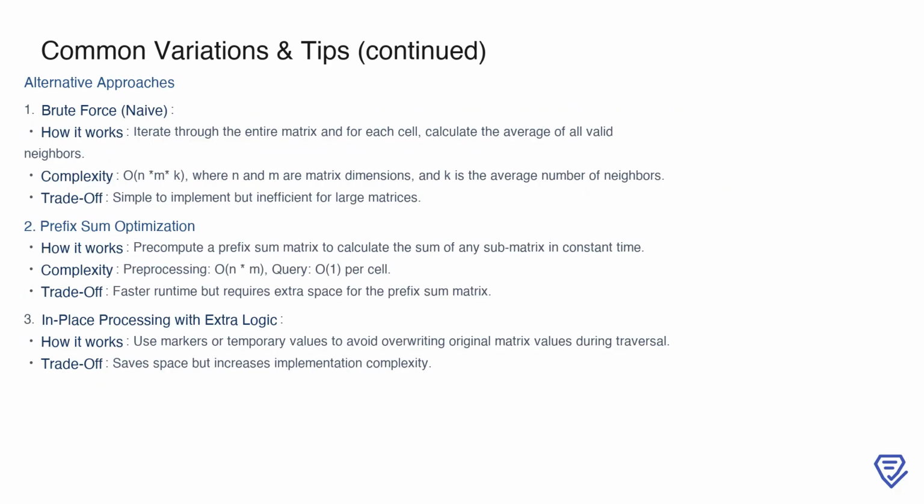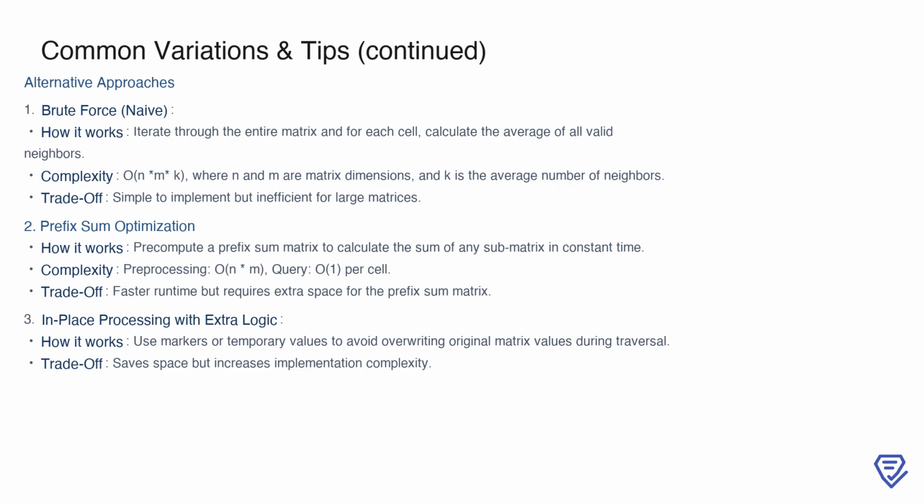To approach the problem, there are several strategies you can consider. The brute force or naive method involves iterating through every cell in the matrix and calculating the average of all valid neighbors. While this is simple to implement, it can be inefficient for larger matrices due to its O(n*m*k) complexity, where k represents the average number of neighbors.